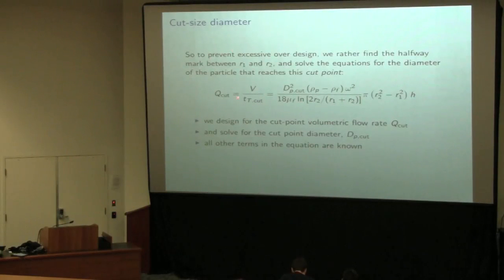And I'll rename that velocity now, not Q max, but I'll call it my cut point velocity. This is the point at which I'm going to cut my particle size distribution. Any particles with a diameter greater than that critical cut diameter, they'll be retained by the centrifuge. Particles with smaller diameter, they'll leave.